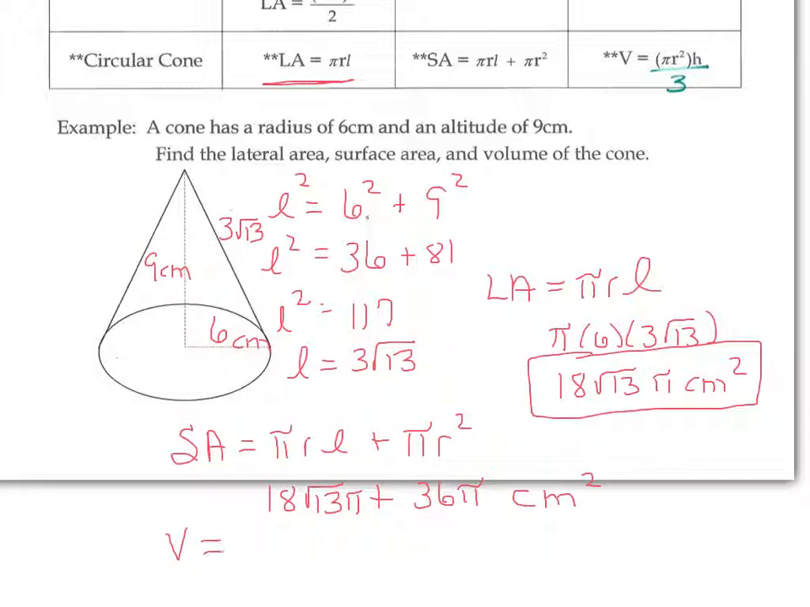The first one was lateral area. Why wouldn't you keep pi with 18 and the square root? You could. Oh, you did, okay, I didn't see that, sorry. If it was 18 pi plus 36 pi, you could add those two together, but because of that square root, we can't combine them. You could factor pi out, but that wouldn't be much help right now.